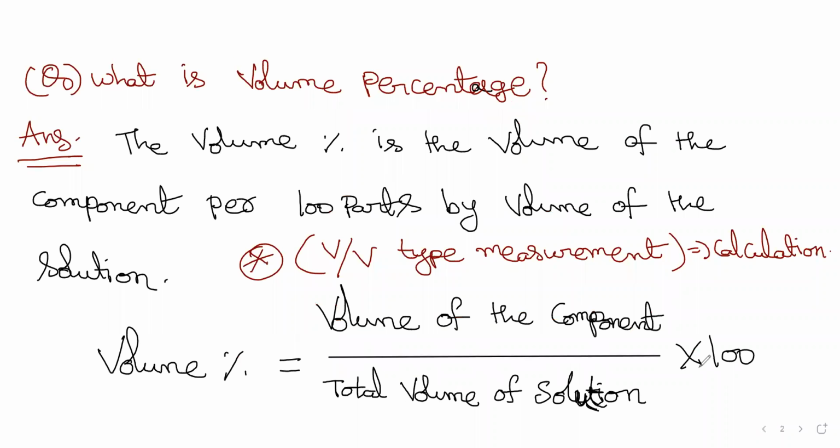So let's move on. What is volume percentage? The volume percent is the volume of the component per 100 parts by volume of the solution. So it is like a volume to volume type measurement, or calculation. Volume percent is the volume of the component divided by the total volume of the solution multiplied by 100. So this is the basic idea.